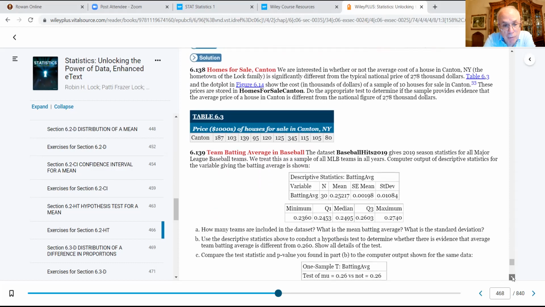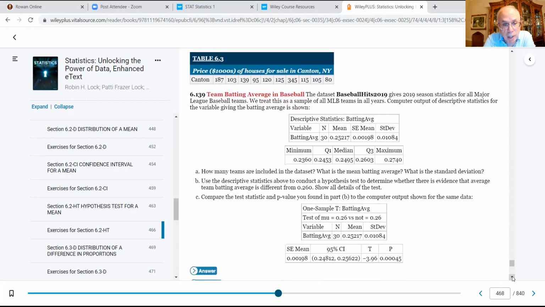And then 6.139, here's a very good example I'd like to show you. This is going to be a two-tail, I believe. This has to do with team batting averages. They're printing out some statistics here. The variables are batting average, and sample size, mean. This is a sample mean. And this is your standard error of the mean.